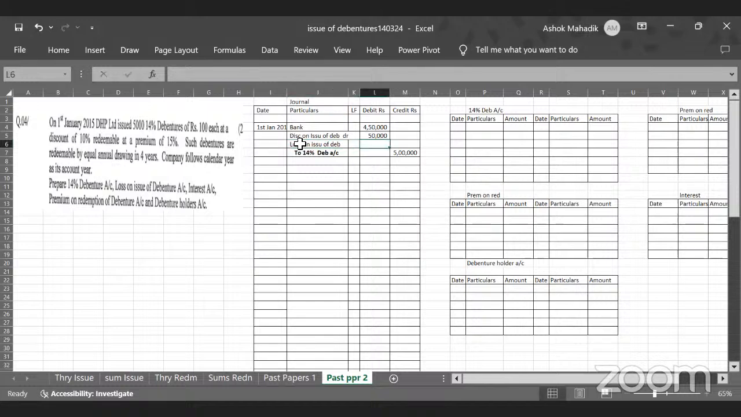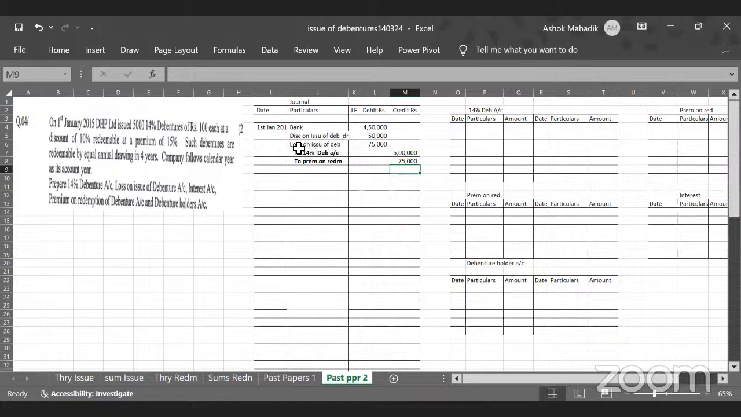Again, all percentages are to be calculated on face value. On 5 lakhs, 15%, so 75,000. And the same amount of liability will be credited to premium on redemption, 75,000. So this is the entry for issuing debentures which are redeemable at a premium. So there is a loss on account of issue as well as redemption.